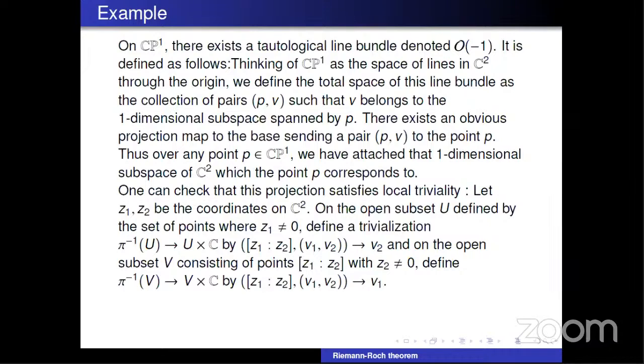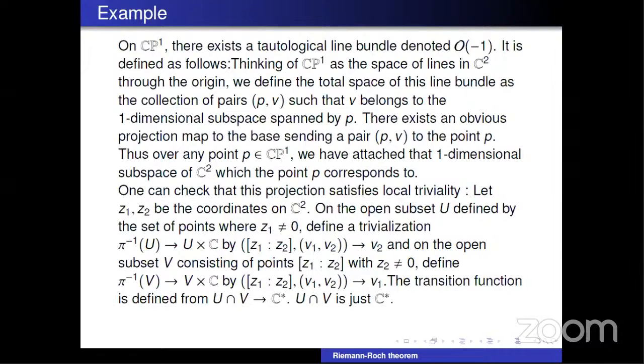This is how you define the trivialization on pi inverse of U. On the open set V consisting of points [z1, z2] with z2 not equal to 0, define pi inverse of V to V cross C by sending [z1, z2] together with a vector (v1, v2) to the vector v1. I should really say (P, v) goes to (P, v2) in U cross C, and (P, v) goes to (P, v1) in V cross C.